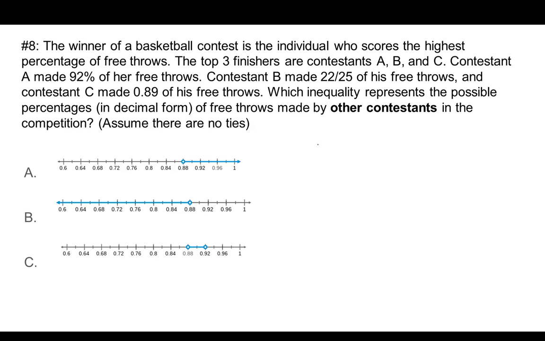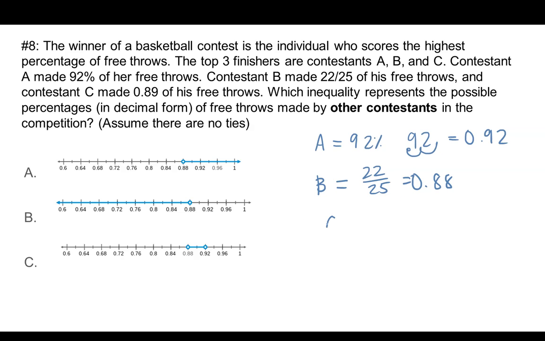Okay, so to start off, A is 92%, which if we turn that into a decimal is 0.92. Contestant B made 22 over 25, so let's just divide that in our calculator. 22 divided by 25 is 0.88. And then contestant C made 0.89. So what we want to figure out, these are the highest scores, so what is the lowest of these highest scores? B, it's 0.88, which means that everybody else's score is going to be less than that.